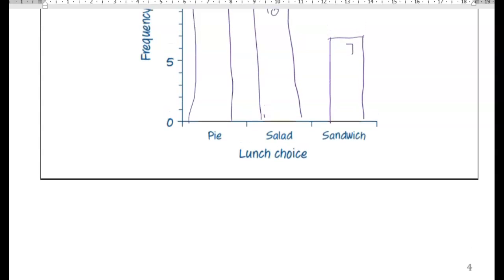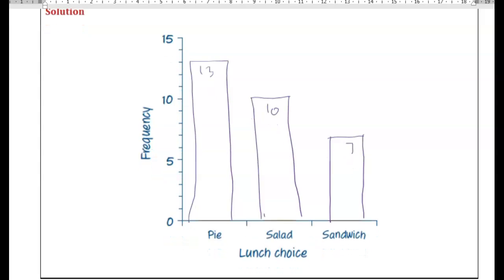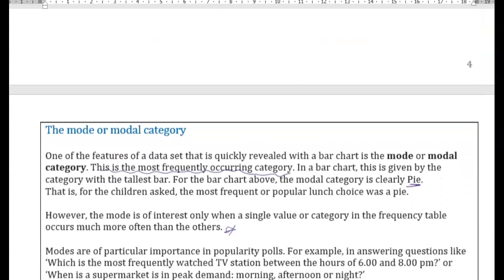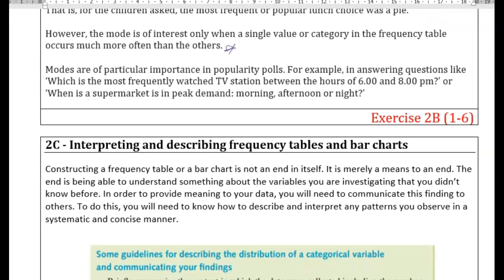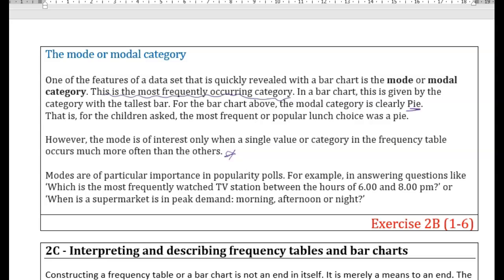Okay, so if these bars were all even, clearly there wouldn't be a mode. Okay, but here pie is the most frequent. And you can have bimodal. So bimodal means you have two categories, but that would mean that you would have quite a few categories there. All right, so let's just finish this section off.